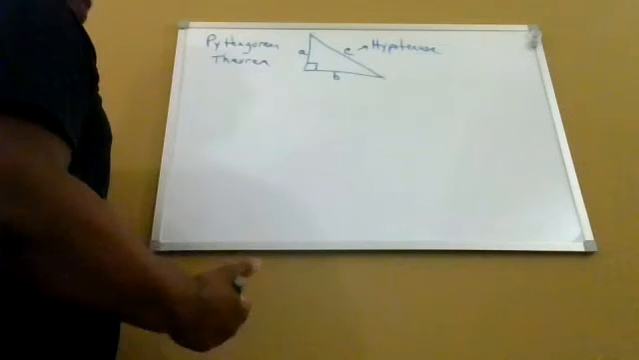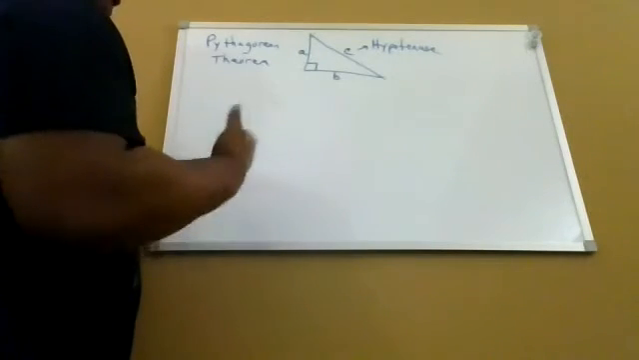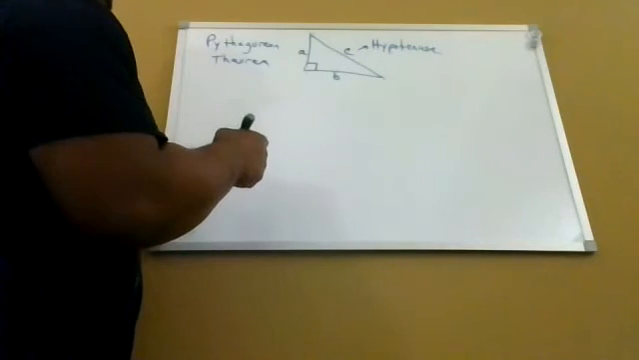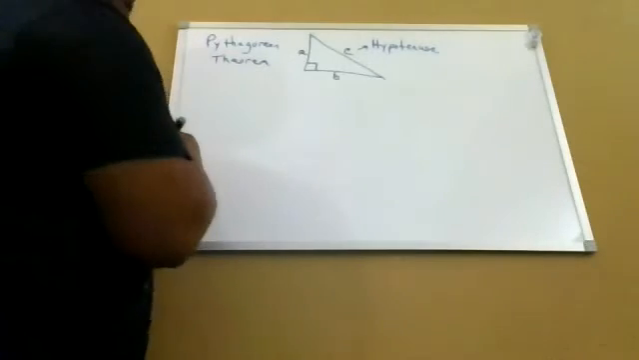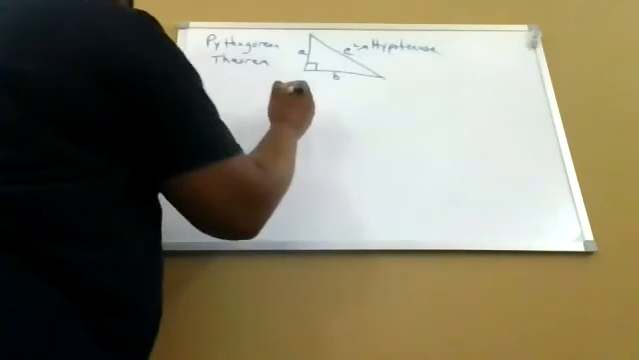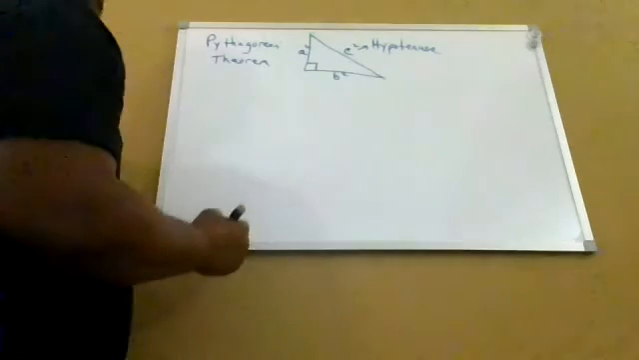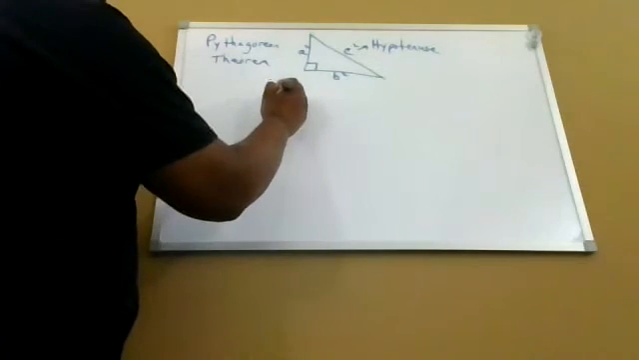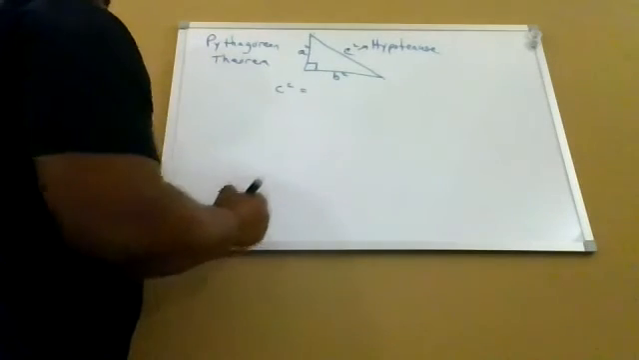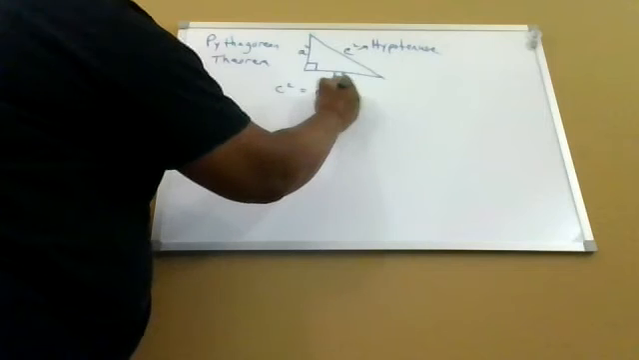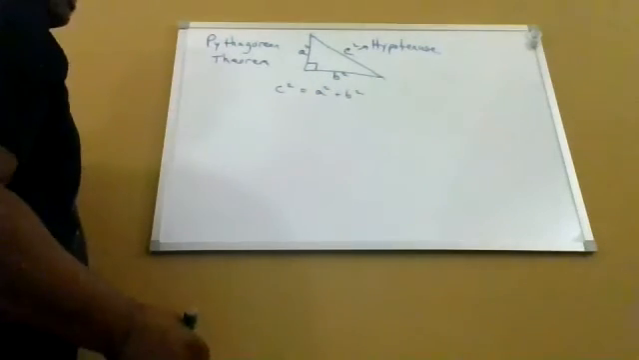Okay, so the Pythagorean theorem, it means I'm going to add some squares to these A's, B's, and C's that you see. So I'm going to have C squared, A squared, and B squared. So I'm going to have C squared equals A squared plus B squared.